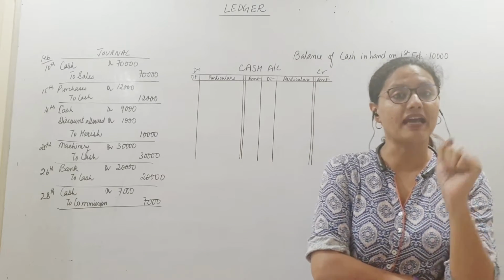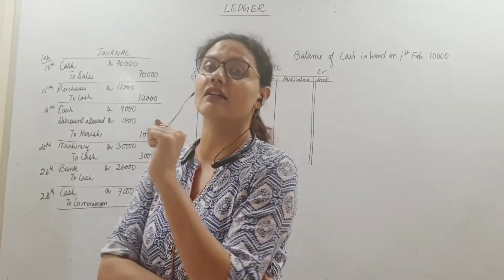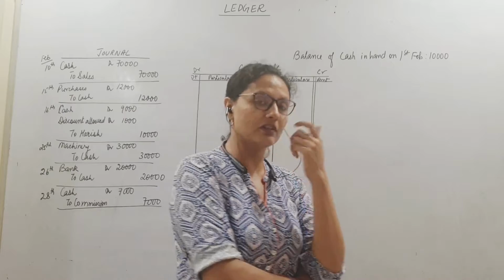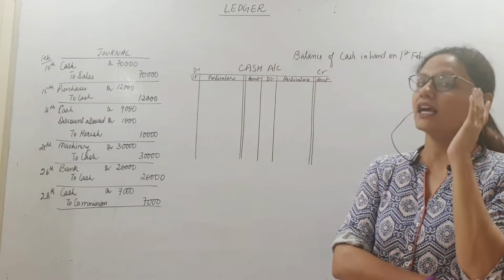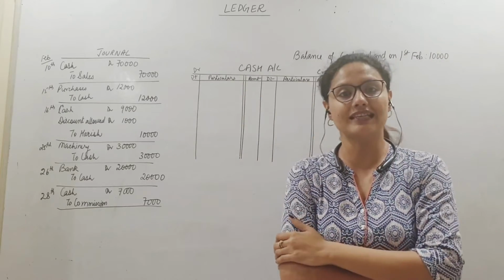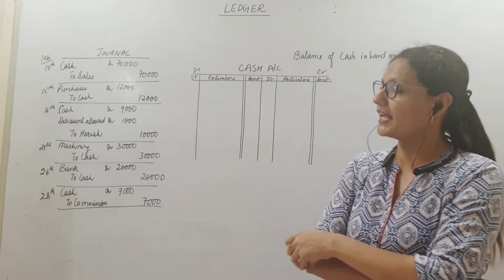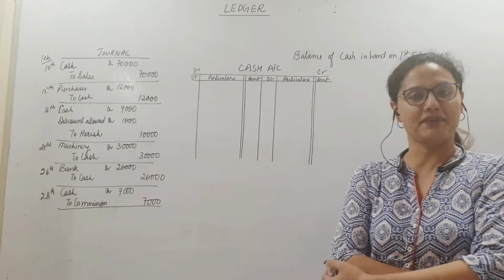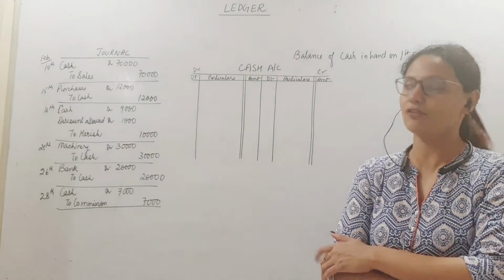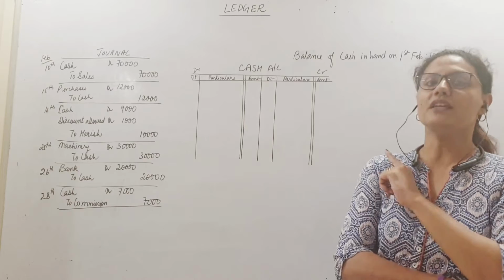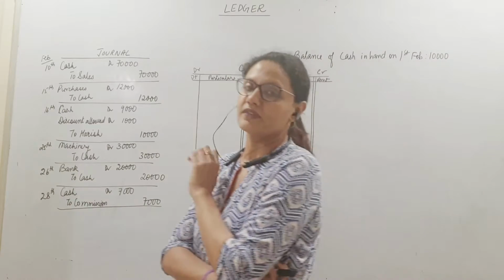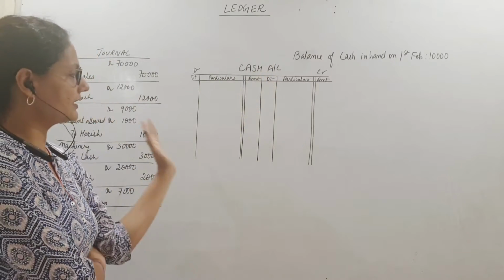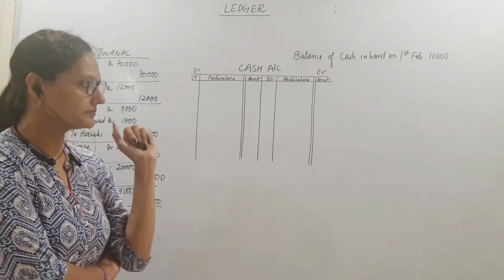You won't even imagine the number of transactions even a small scale company has on a daily basis. Forget about large scale, big companies. They have numerous hundreds of transactions each day. Now imagine from there, if I have to find out any details of one particular account, it becomes very difficult for me. Therefore, we need to put from the journal into the ledger the items related to one particular account. So I am just taking the cash account for a beginning.